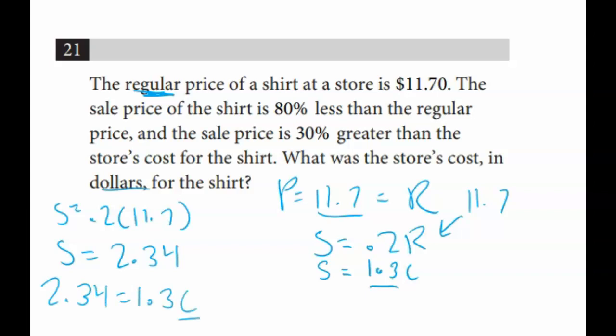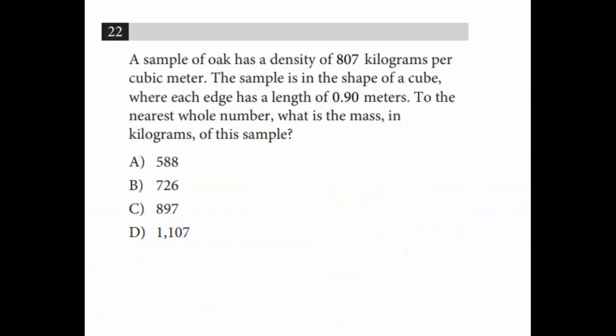And we're trying to find C. So we divide both sides by 1.3. If I move that there, we get 2.34 divided by 1.3. We're going to get 1.8 equals C. And that is our answer for number 21. All right, number 22. A sample of oak has a density of 807 kilograms per cubic meter.